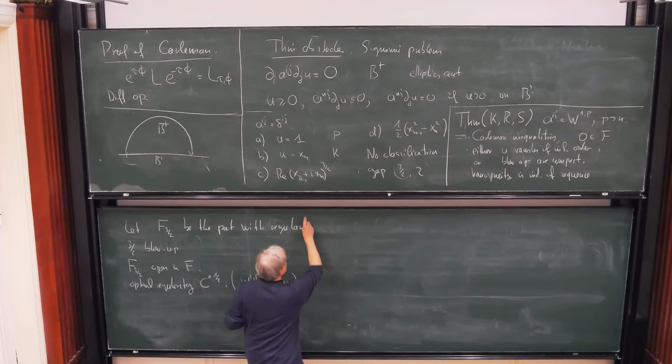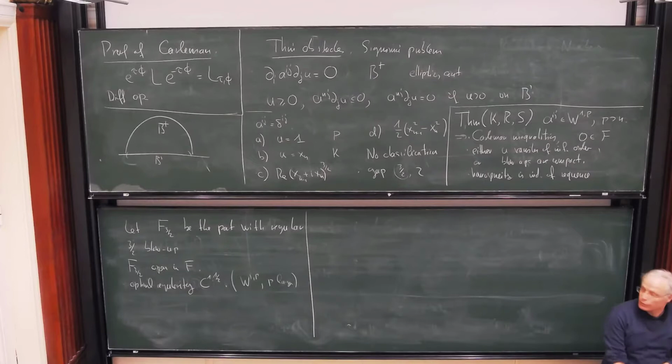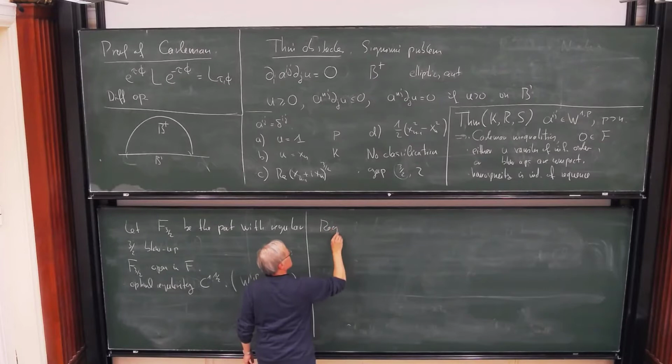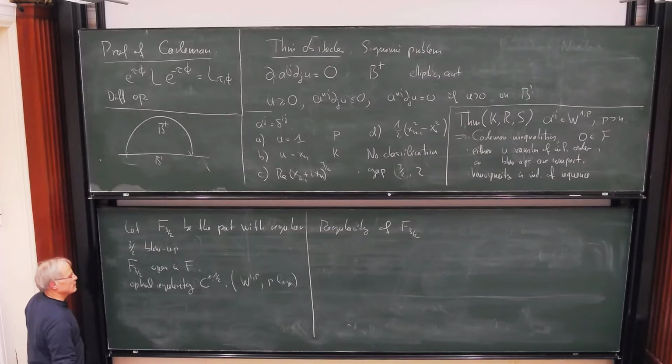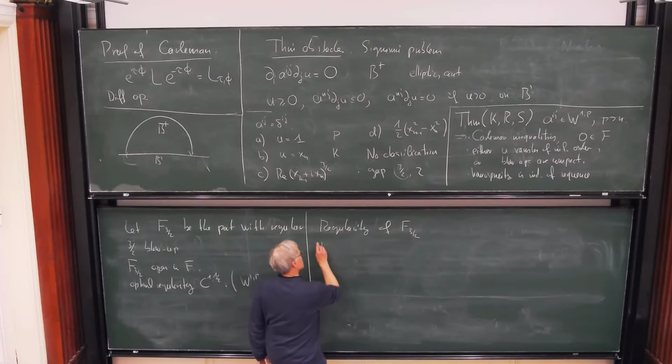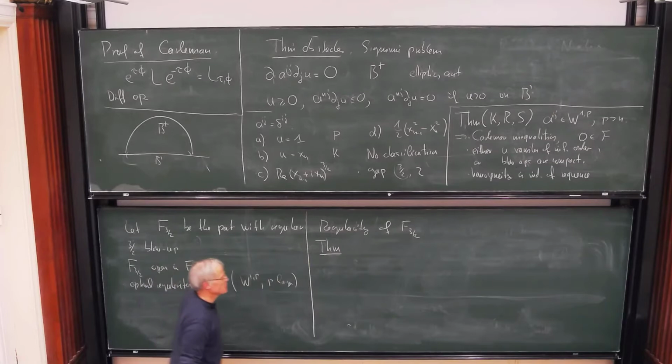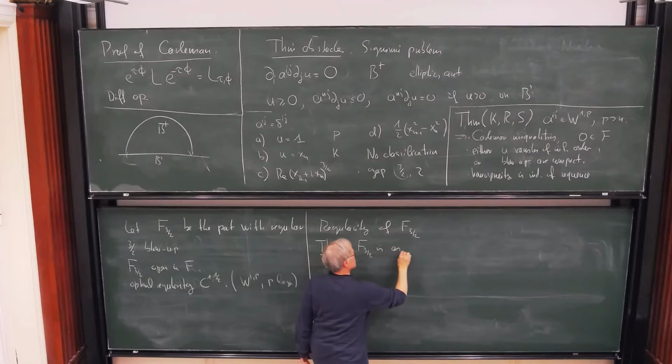Now, I want to come to the regularity of this regular part of the free boundary, which is 3 over 2. So what we look at here, the basic thing is that f is C^{3/2}, as regular as the data permit.